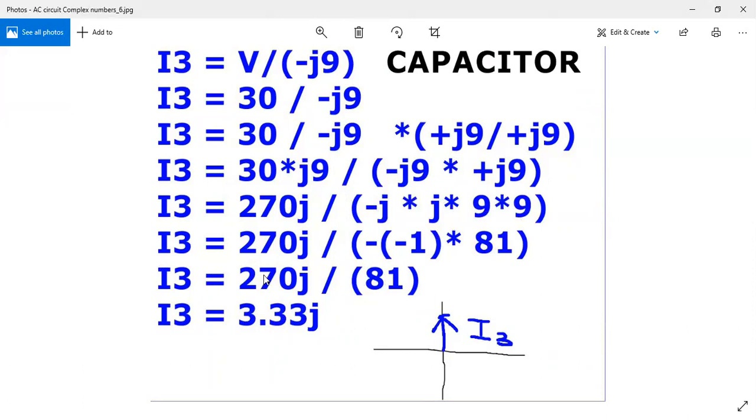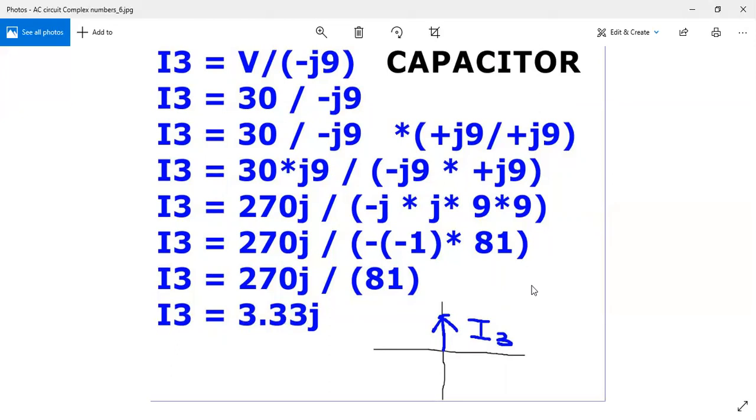On the numerator, we have 9 times 30 gives us 270j, divided by 81 gives us 3.33j. The j operator indicates there's no horizontal dimension here. The current in a capacitor leads the voltage by 90 degrees.